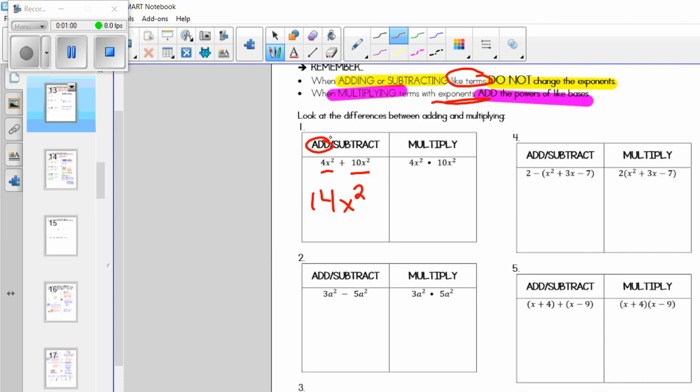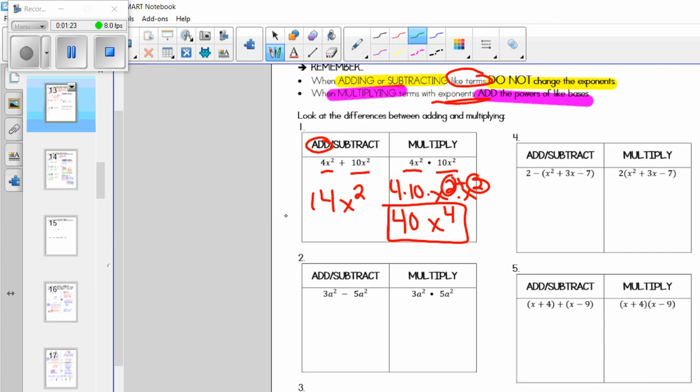When we multiply, I'm multiplying 4x squared times 10x squared, but I multiply 4 times 10 times x squared times x squared. This would leave me with a 40x to the fourth because I add these exponents of a 2 plus 2, which gives me 4 as my final answer.